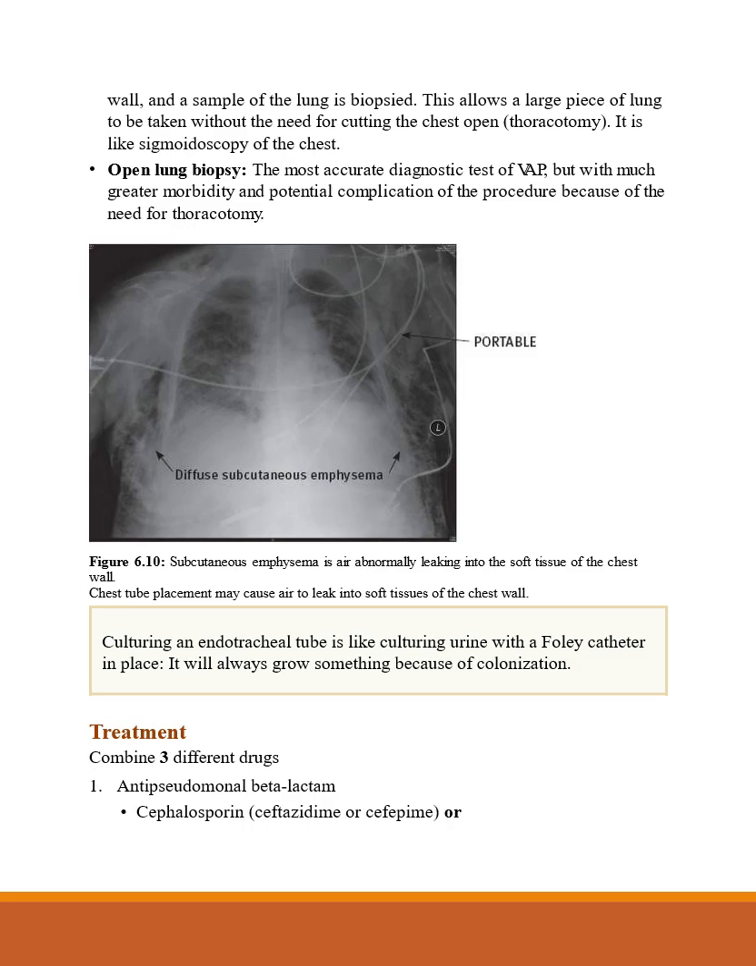On figure 6/10, we see subcutaneous emphysema, which is air leaking into the soft tissue of the chest wall. Chest tube placement may cause air leak into soft tissue of the chest wall. Culturing the endotracheal tube is like culturing urine with a Foley catheter in place. It will always grow something, sometimes because of colonization.